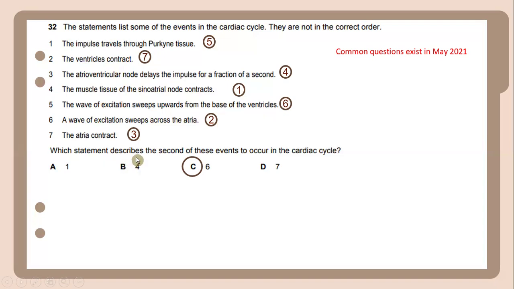So which statement describes the second? Means the second of this event. Okay, the second of the events to occur in the cardiac cycle will be number 6.